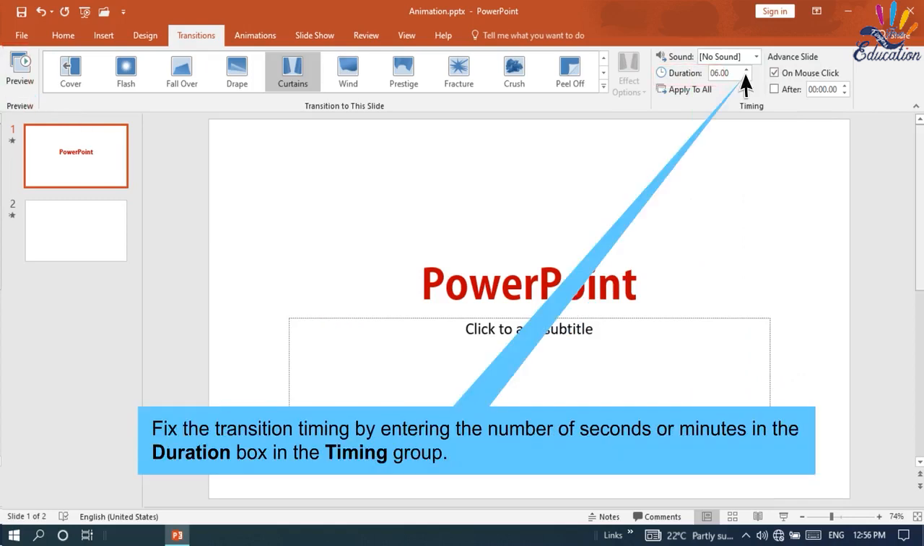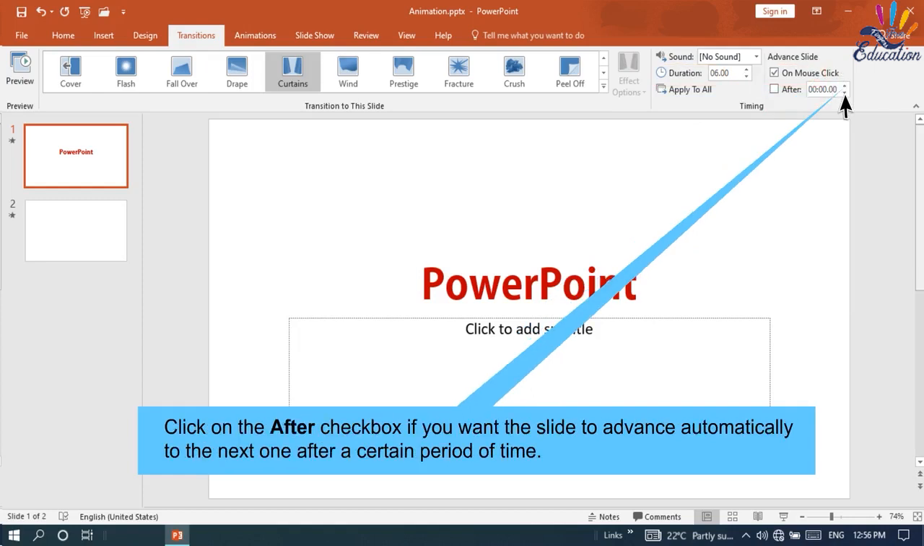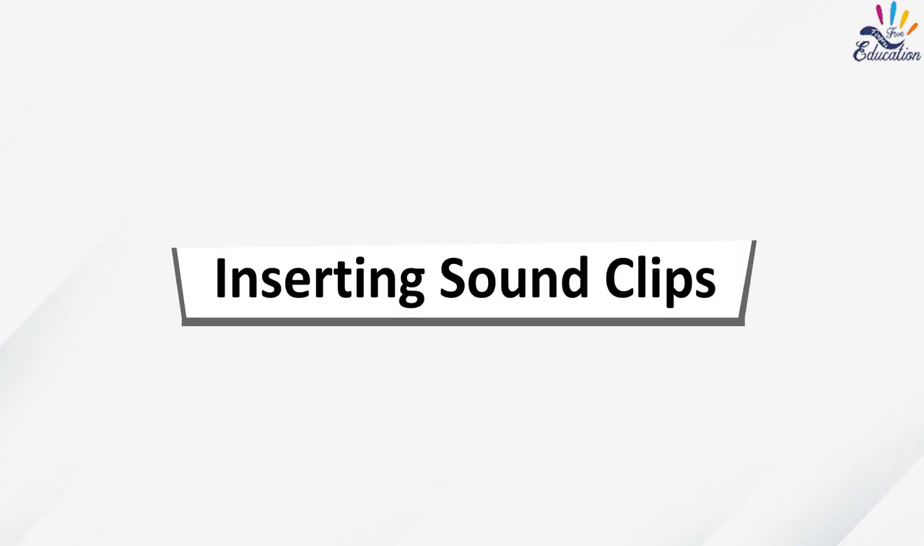Fix the transition timing by entering the number of seconds or minutes in the duration box in the Timing group. Choose the On Mouse Click checkbox if you want to advance the slide by clicking the mouse. Click on the After checkbox if you want the slide to advance automatically to the next one after a certain period of time. Click on the Apply to All button to apply the selected effects on all the slides, otherwise those effects will be applied on the current slide only.